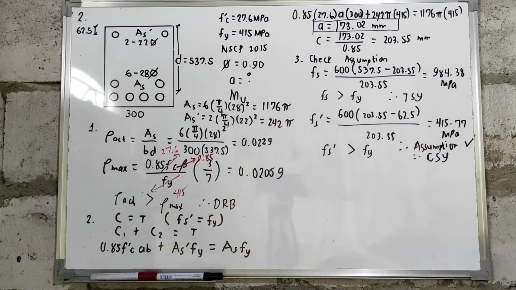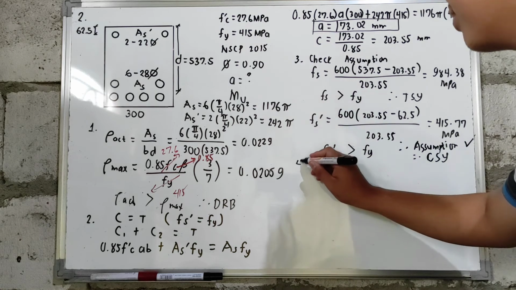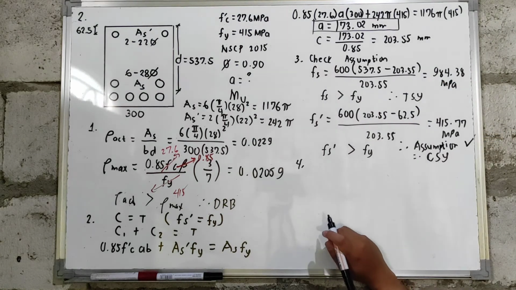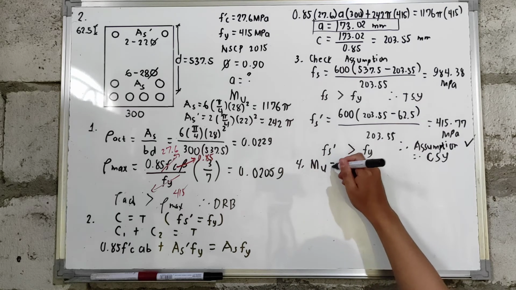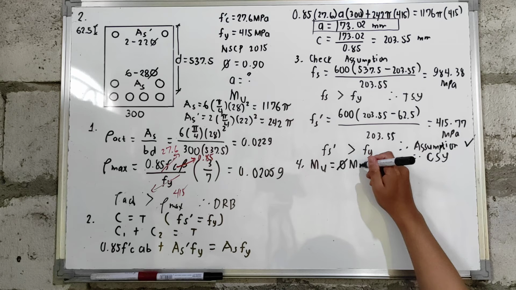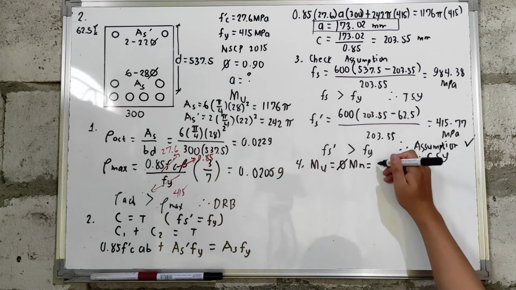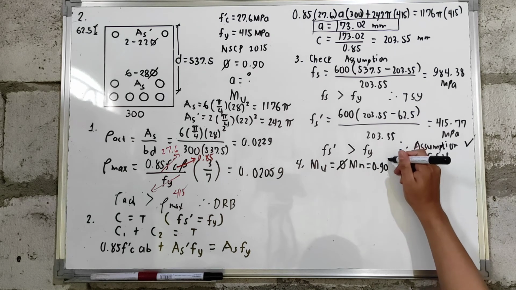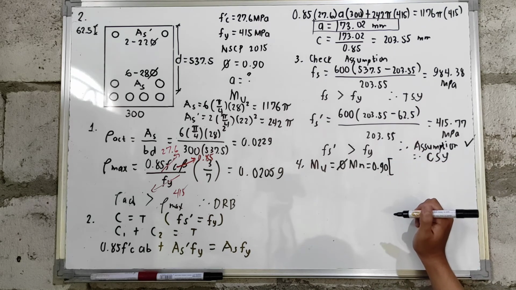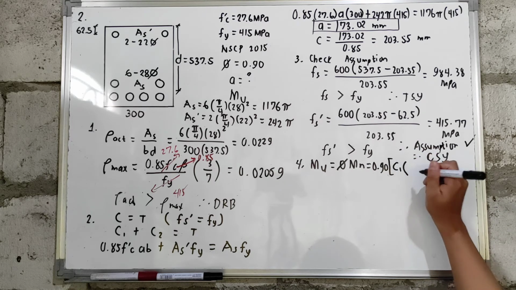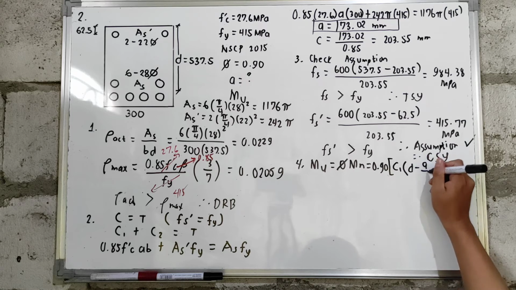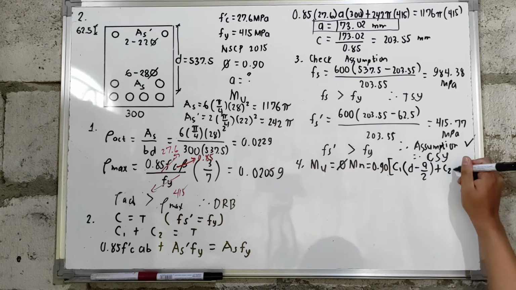Next, we will compute the value of MU. Sir, how do we compute that? MU is equal to the reduction factor multiplied by the nominal moment. We have a reduction factor of 0.90, multiplied by our nominal moment. That is equal to C1, multiplied by its moment arm of D minus A over 2, plus C2, multiplied by the moment arm of D minus D prime.